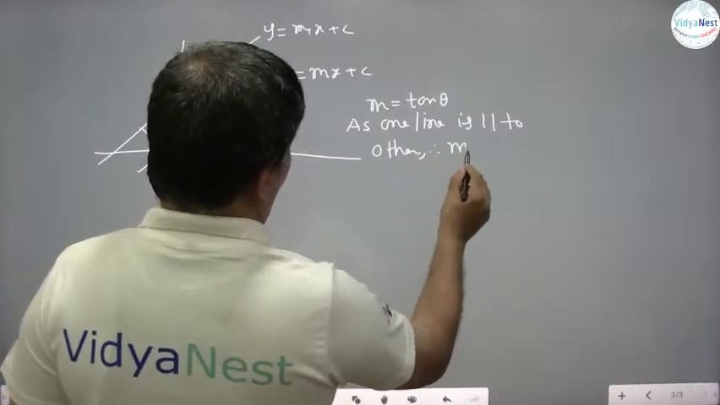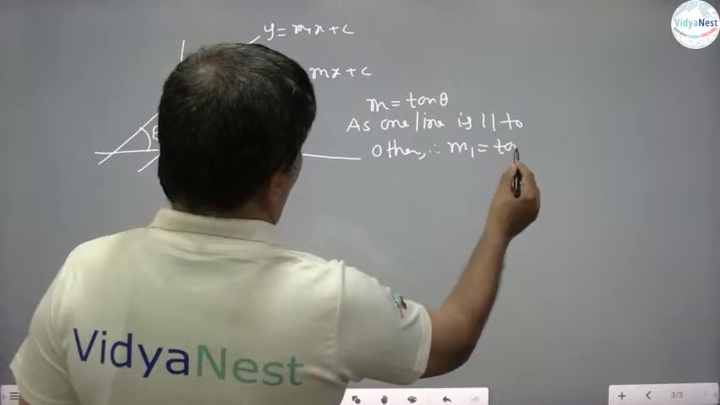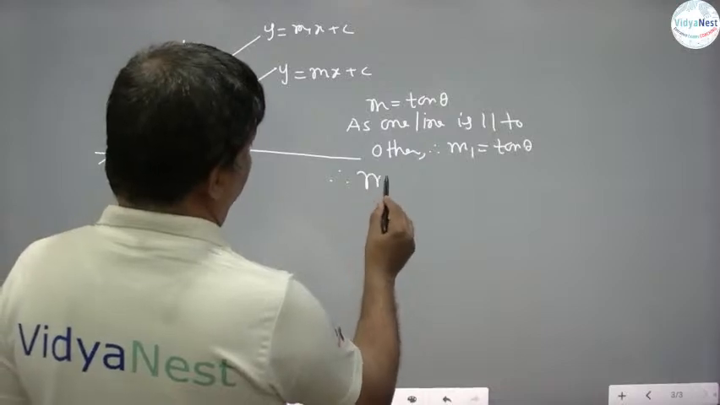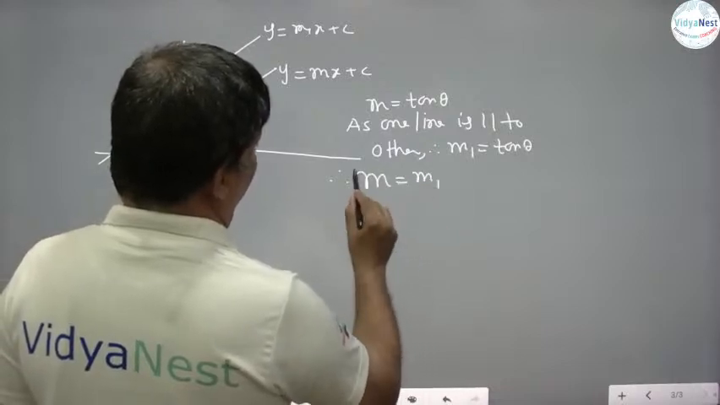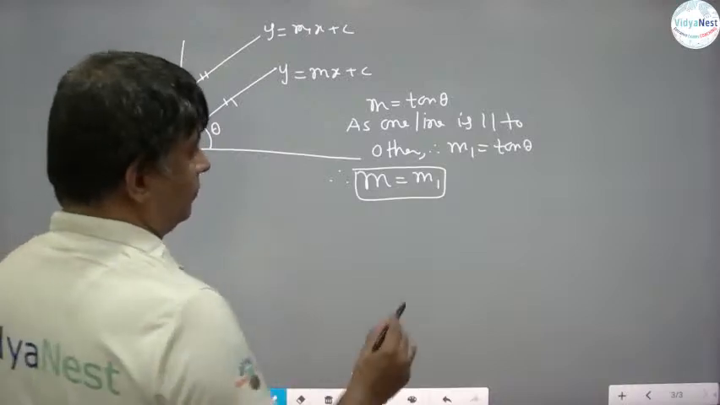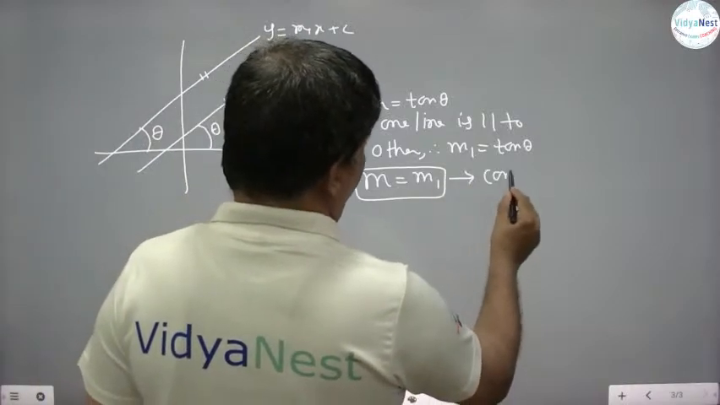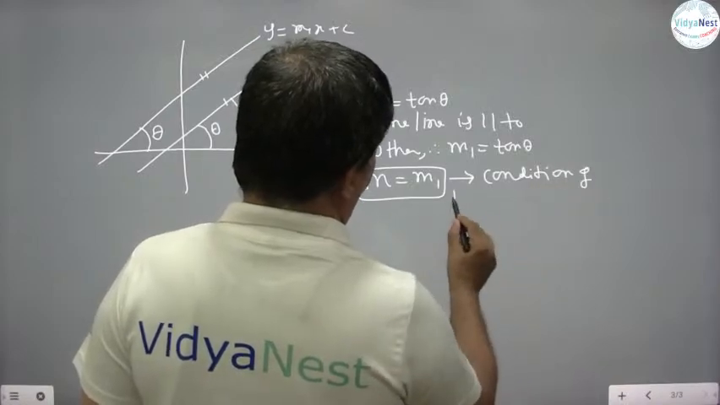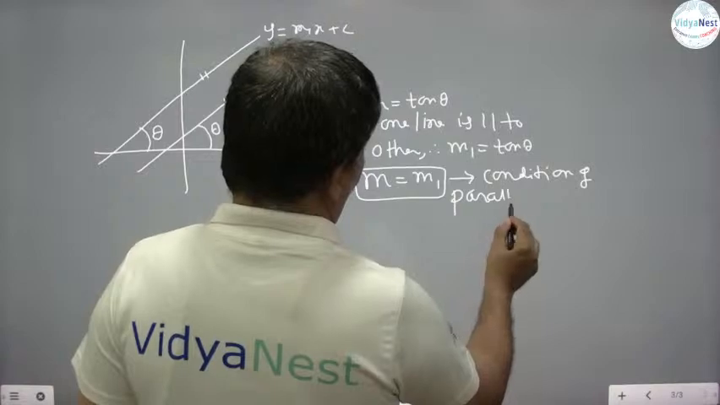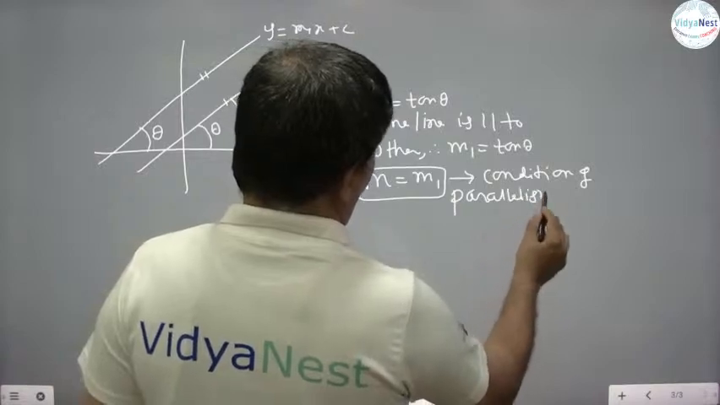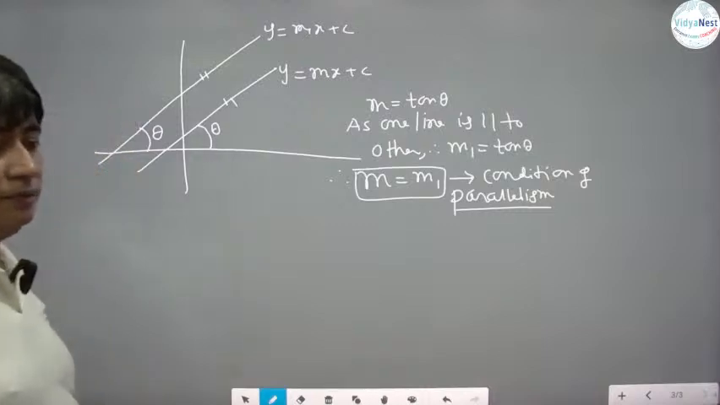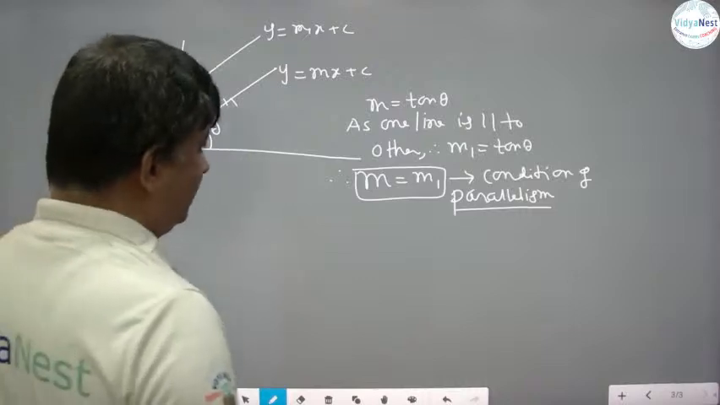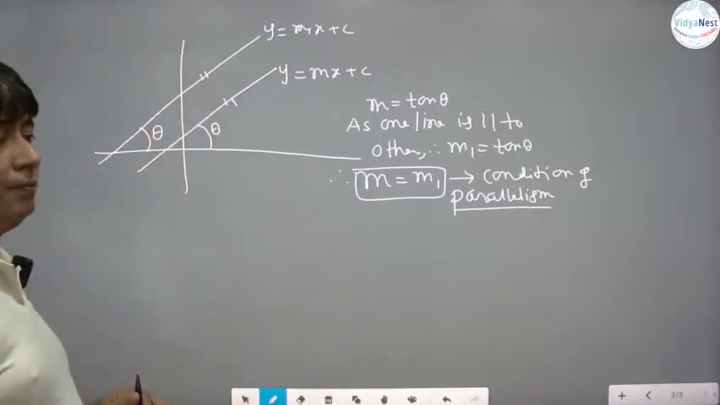Therefore, m1 is also tan theta. So, m is equal to m1. This is the condition of parallelism. Let us take one nominal level example of this.